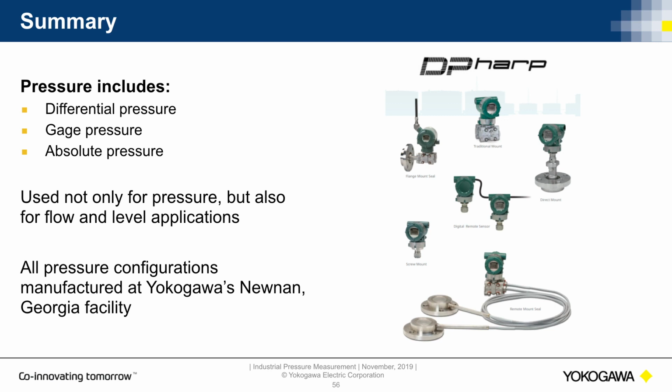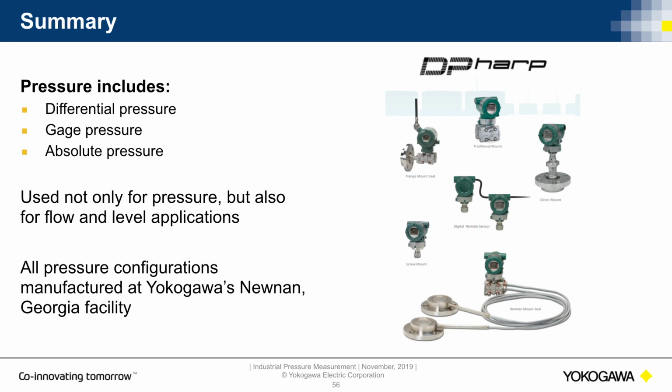Okay, in summary, in talking about what we went over today, of course, pressure, there's 3 main types: differential pressure, gauge, and absolute. Everything boils down to that. Again, pressure transmitters are very configurable because they're not just used for pressure, but also commonly for flow and level applications. And then just something we didn't really touch on, but every pressure transmitter we talked about today in some configuration is manufactured in our Newnan, Georgia facility.